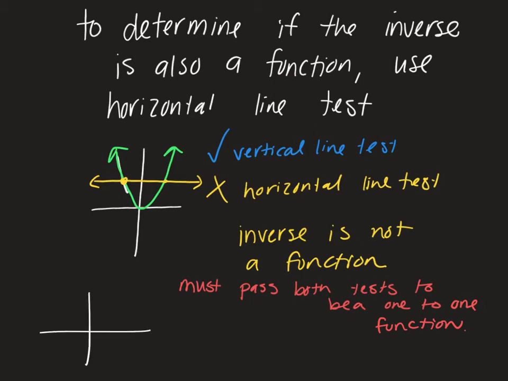So let's say we have a graph that looks like this. Right, so this one would pass the vertical line test, right? This little green one I drew. And it would also pass the horizontal line test. So this one would be a one-to-one function because it's going to pass both the vertical and horizontal line test.